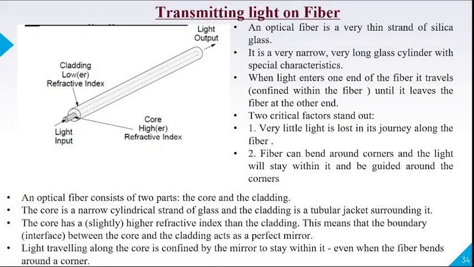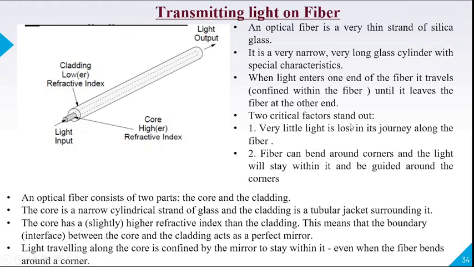Next we will see the transmitting light along the fiber. An optical fiber is a very thin strand of silica glass. It is a very narrow, very long glass cylinder with special characteristics. Now when light enters one end of the fiber, it travels confined within the fiber until it leaves the fiber at the other end.